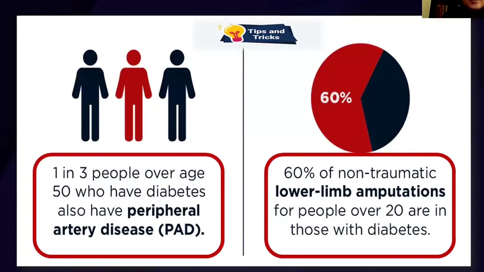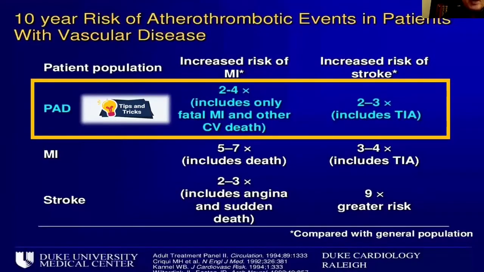If you look at the 10-year risk of atherothrombotic events in patients with vascular disease, we will find, as a tip, that there is an increased risk of myocardial infarction of 2 to 4-fold, which includes fatal myocardial infarction and other cardiovascular deaths, and an increased risk of stroke by 2 to 3-fold, including transient ischemic attack.